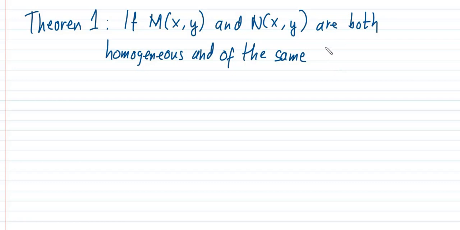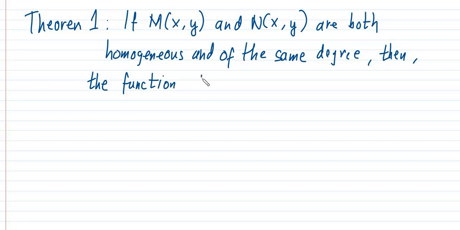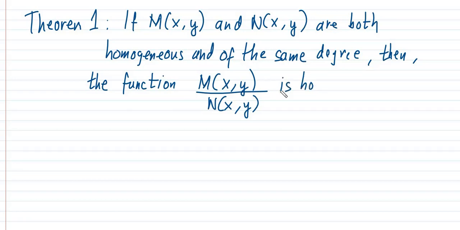Based on the definition, we can determine if they're homogeneous, and there's another qualifier: they must be of the same degree. We can also identify that using the definition of homogeneity. Then the function M of xy over N of xy, so they did a division, the resulting quotient of the division is also homogeneous of degree 0. That is what is stated in the theorem.